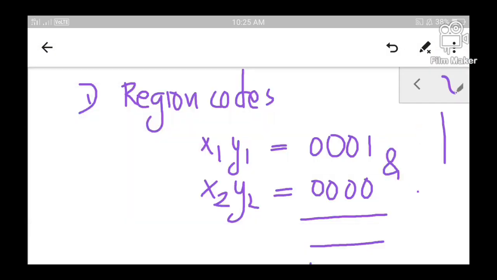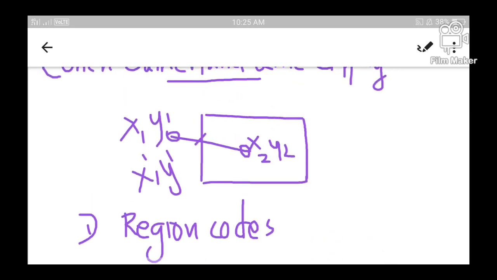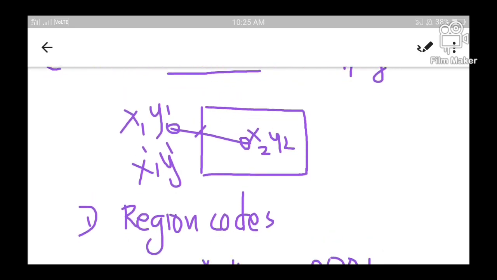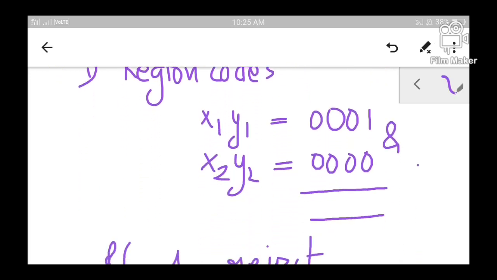From the picture itself, it is clear that x1, y1 lies outside the left boundary and x2, y2 is completely inside the window. Since x2, y2 is completely inside the window, the corresponding code of x2, y2 will be 0, 0, 0, 0, which means this point is neither above nor below. At the same time, this point is neither to the left of the window nor to the right of the window. So all the 4 bits will be 0.